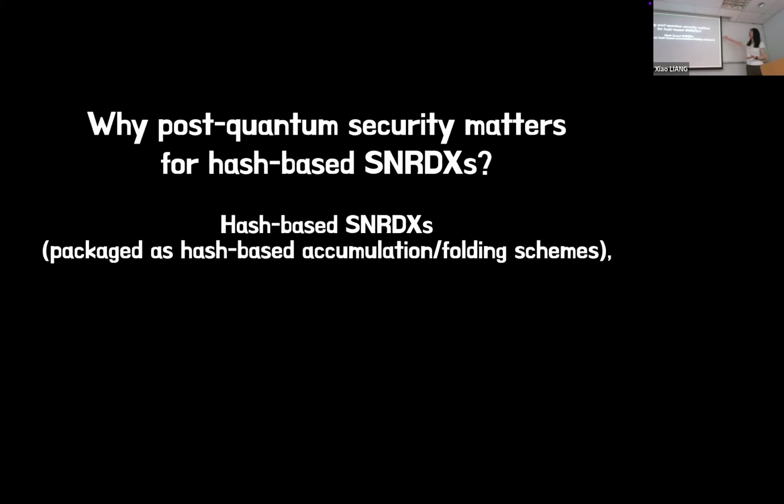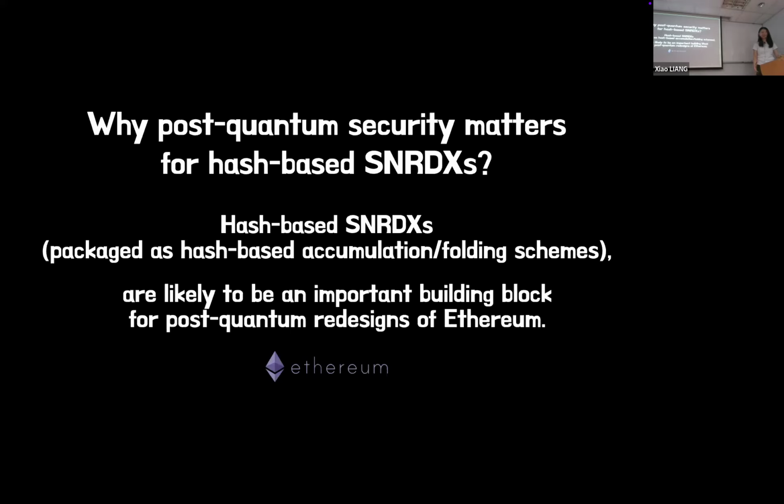Now, why exactly does post-quantum security matter for these hash-based reductions? As I mentioned before, they have additional applications in hash-based accumulation and folding schemes, where you have lots of recursive composition, and they're likely to be an important building block for the post-quantum redesigns of Ethereum. Since people are going to employ this more and more in the future, it will be interesting for us to study their post-quantum security.